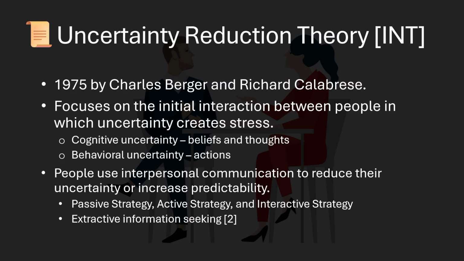Because uncertainty can be uncomfortable, people use communication to reduce it and make interactions more predictable. The theory describes three main strategies people use. Passive strategies involve observing someone without directly interacting with them, like watching how a coworker behaves in a meeting. Active strategies involve seeking information through other sources, like asking someone else about that person. Interactive strategies involve directly communicating with the person and asking them questions.